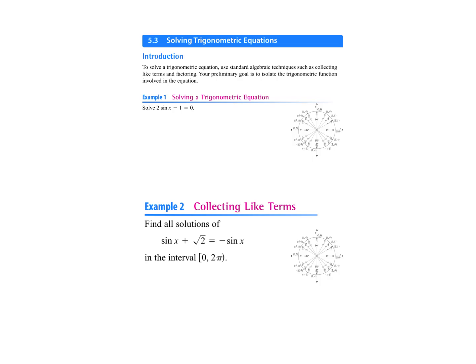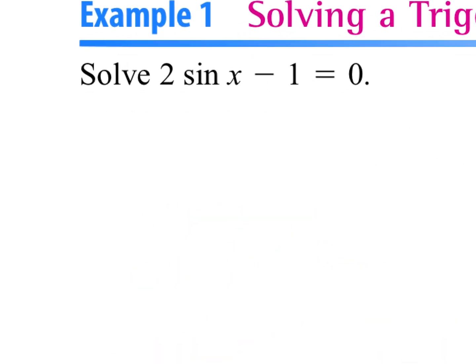All right, 5.3, we're going to be solving trig equations. Before, we were simplifying expressions, so we didn't have an equal sign in 5.1, we were just simplifying our trig. In 5.2, we were verifying, so we had to make one side equal the other side. Here we're going to be solving. So we're solving this as if it were a normal equation, except it's a trig function.